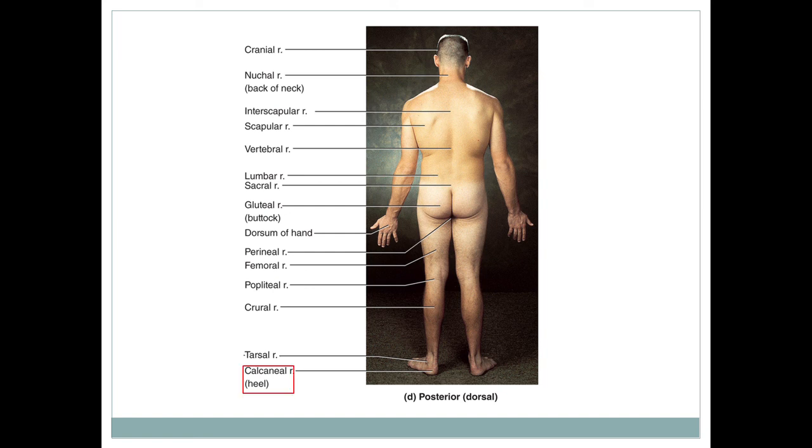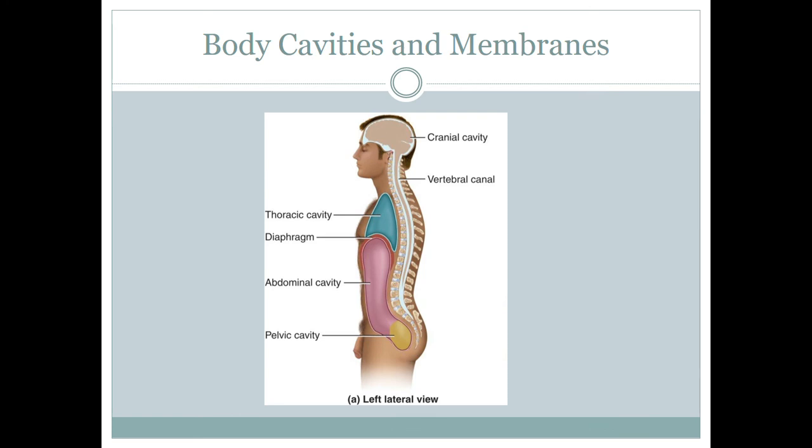And the posterior part of your heel is called the calcaneal region, because that's where a bone called the calcaneus is located. Again, the tarsal region, which was described before, that's the term for the ankle region.